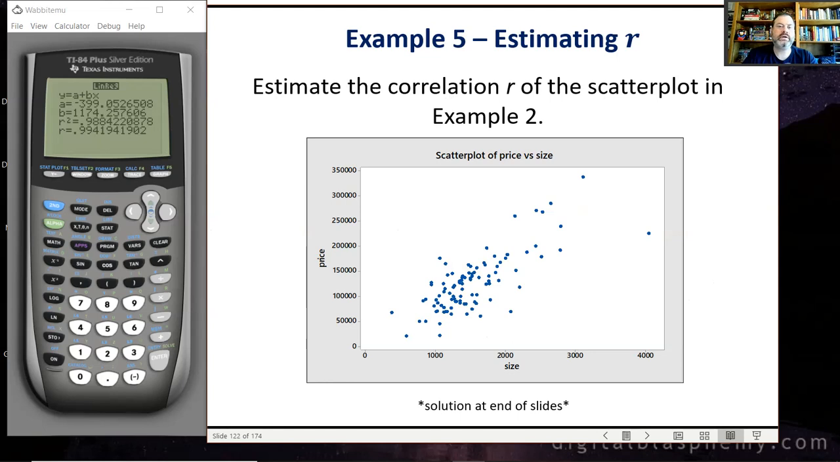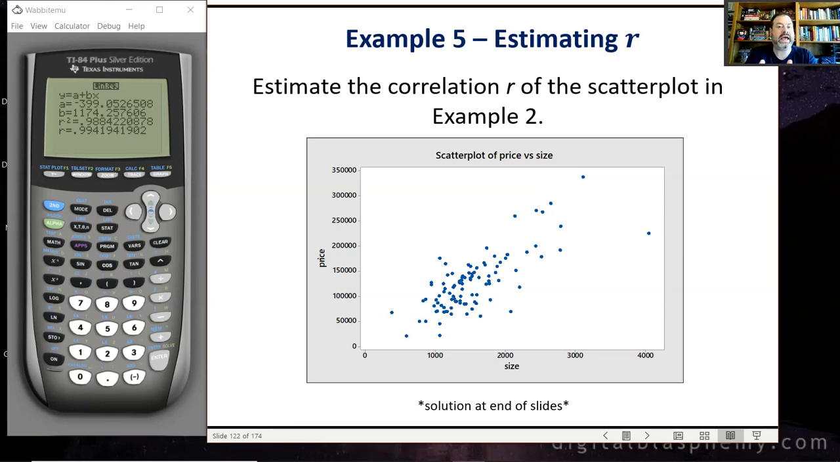So here's our Florida house price data set. What do you think this correlation is? Is it strong? Yes. Is it positive? Yes. Is it a perfectly straight line? No. Maybe a couple of outliers. So again, it's going to be close to 1, definitely bigger than 0.5.